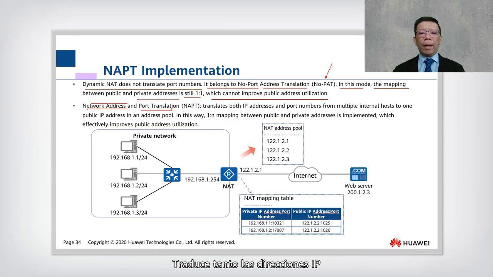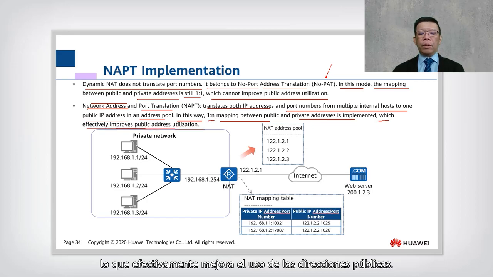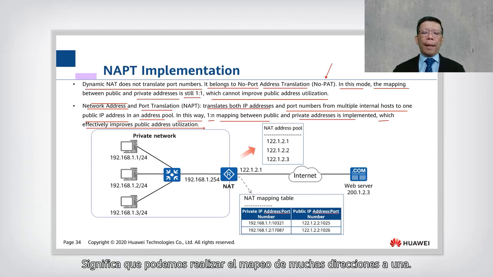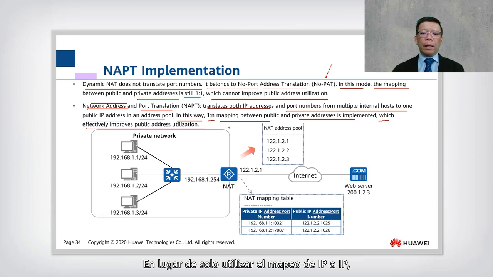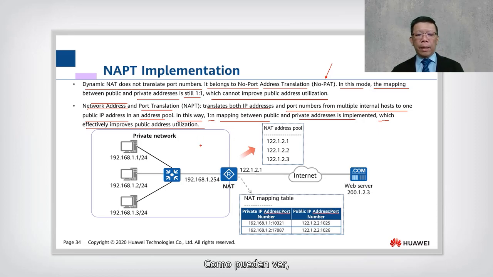So this is where we have NAPT. It translates both IP address and port number from multiple internal hosts to one public address in the address pool. In this way, 1-to-N mapping between public and private address is implemented, which effectively improves public address utilization. This is what we want to achieve, which means that we can do many-to-one mapping. And for them to do that, instead of just using IP to IP mapping, they also do IP to port mapping. So let's look into how this is being achieved.